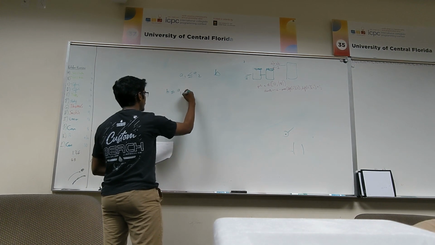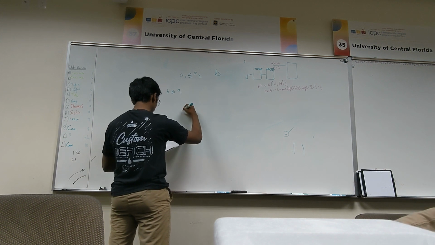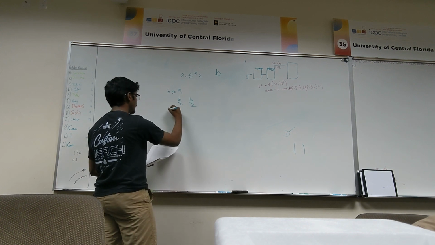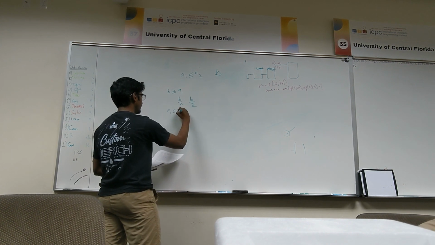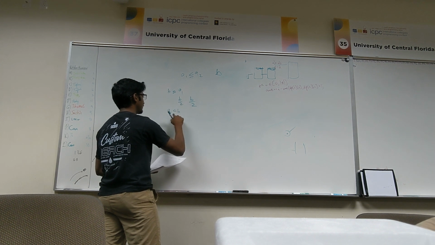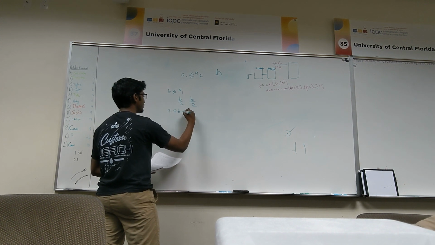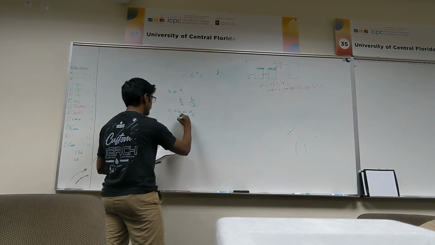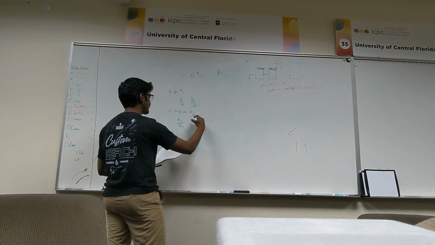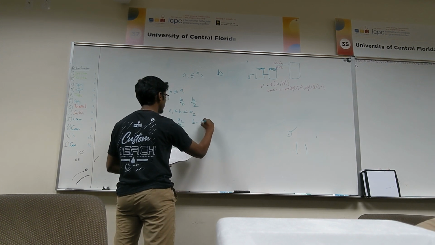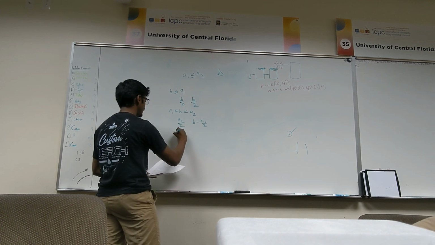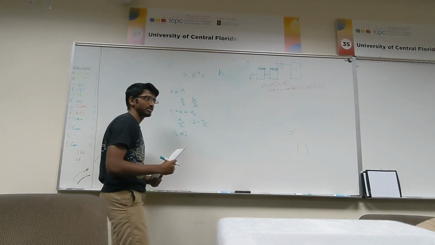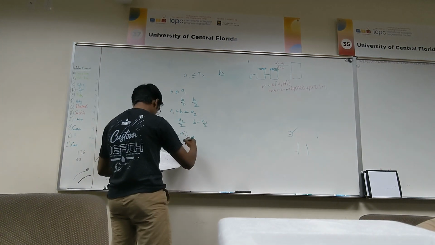If B is less than or equal to A1, then each person gets B over 2. The second case is when B is in between the 2 values that they claim. Then the first person gets A1 over 2, and the second person gets the remaining amount. And the third case is when the king has more money than each person individually claims they want.